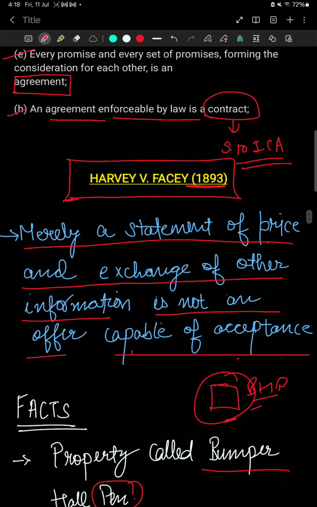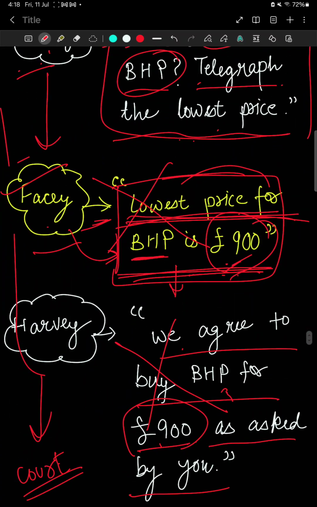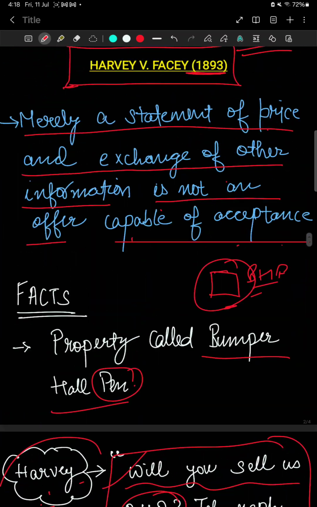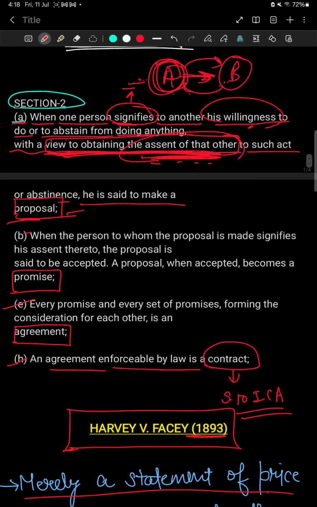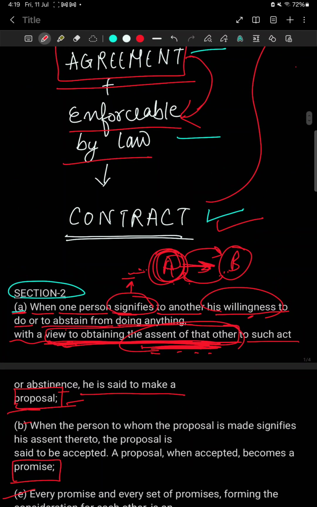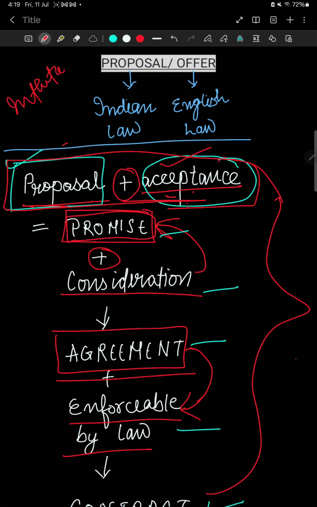So that is it. I hope you understood this case law. I hope the facts are clear, and in the next class we will learn more about this point, that there has to be an intention to form a contract, and without an intention to come into a legal relation, there cannot be a valid contract.